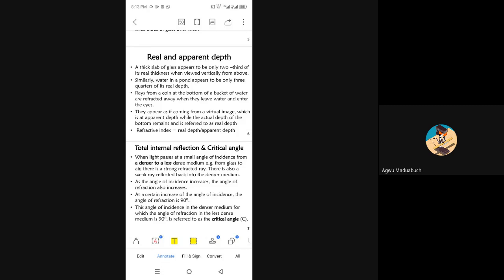Rays from a coin at the bottom of a bucket of water are refracted away when they leave water and enter the eyes. They appear as if coming from a visual image, which is at apparent depth, while the actual depth of the bottom remains and is referred to as real depth. Refractive index equals real depth over apparent depth. Very good. So how many definitions do we have for refractive index now?